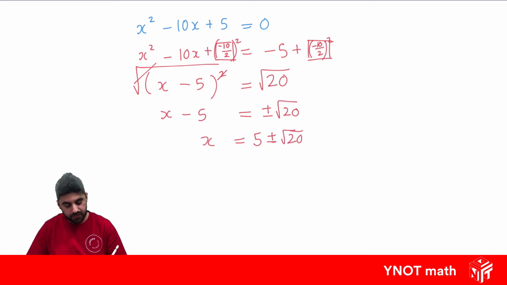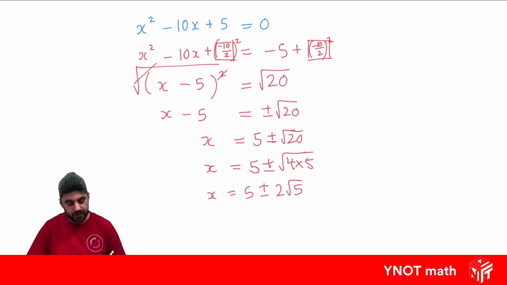And we can actually simplify the surd of root 20. So we'll get 5 plus or minus root 4 times 5. Root 4 is just 2, so we get 2 root 5. And final answer, x equals 5 plus or minus 2 root 5.